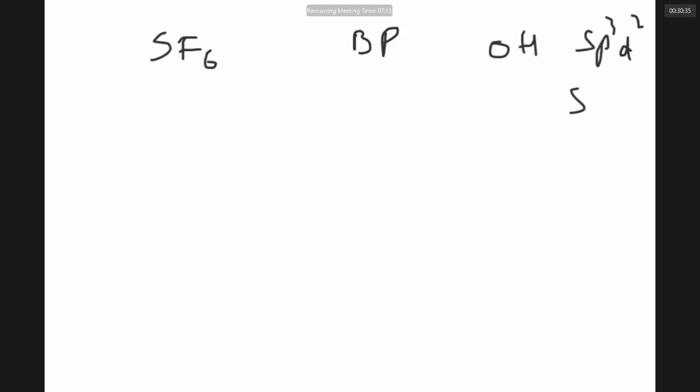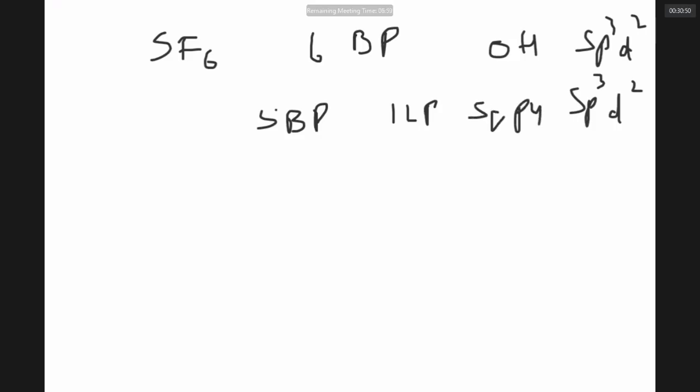SF6, all bond pairs, the shape is octahedral, sp3d2 hybridization. In the same sp3d2, if there are 5 bond pairs and 1 lone pair, what is the shape? Square pyramidal. Example is BrF5.